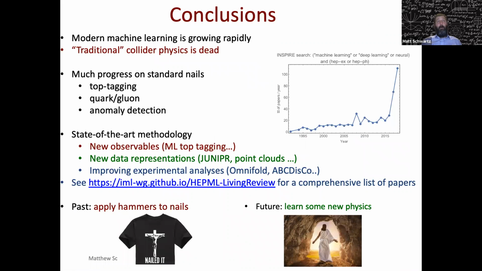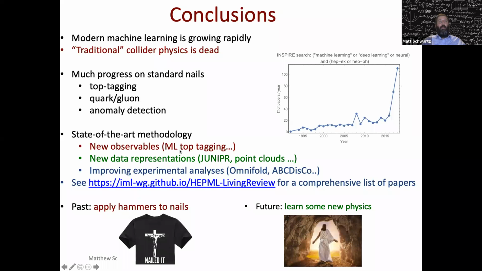Good. So let me conclude. I talked a little bit about trying to introduce modern machine learning and what's going on in collider physics. The field is growing so fast it's nearly impossible to keep up with the developments. The number of papers is growing exponentially, and it doesn't look like it's stopping. More and more people are getting into it. There's been a lot of really impressive progress on the standard nails in collider physics: quark tagging, top tagging, quark-gluon tagging, anomaly detection. And there's a lot of work recently in trying to go towards interpretable networks and so on. There are new observables, new data representations, improving experimental analysis. There are a lot of different areas to work on.